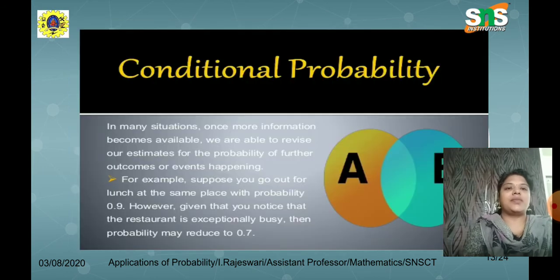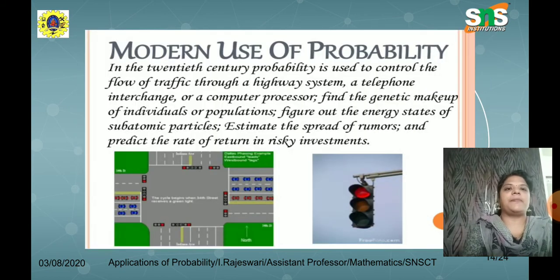Next one, there is an important topic, conditional probability. In many situations, once more information becomes available, we are able to revise our estimates for the probability of further outcomes or events happening. For example, suppose you go out for lunch at the same place with probability 0.9. However, given that you notice that the restaurant is exceptionally busy, then the probability may reduce to 0.7.